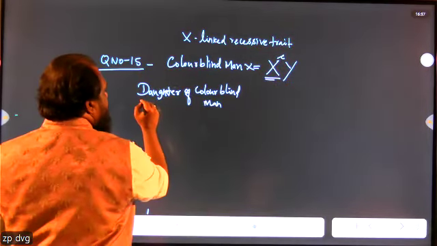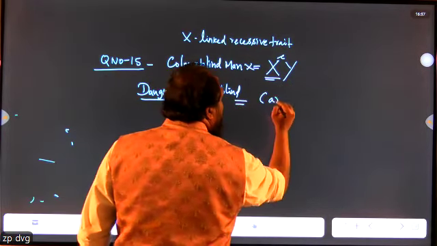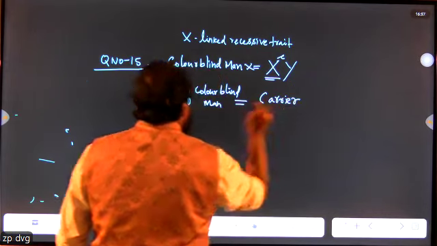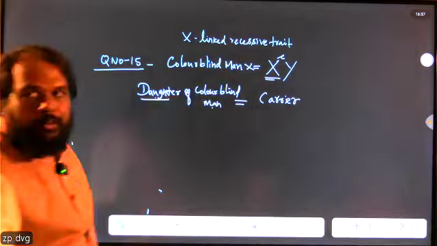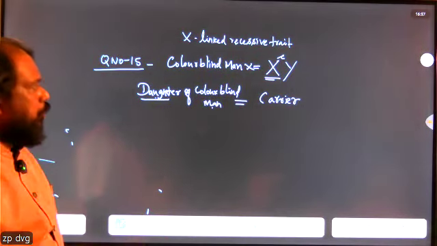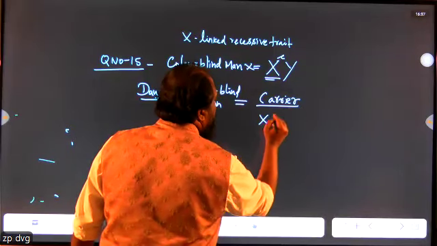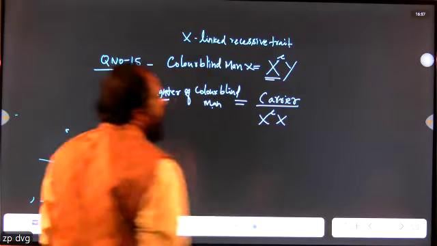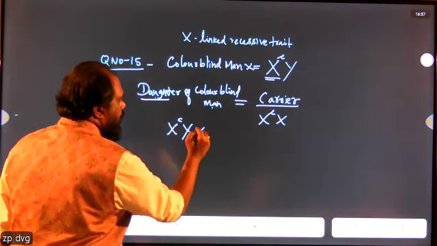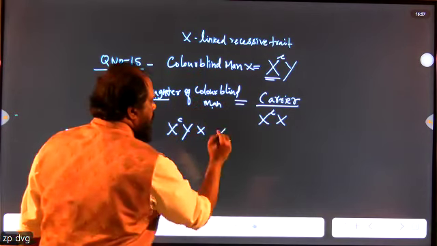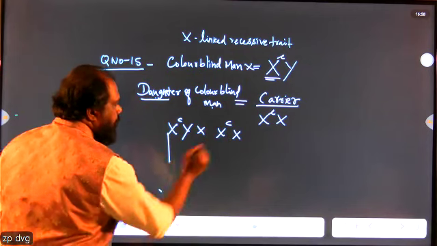Now he marries a daughter of a colorblind man. Daughter of a colorblind man should be a carrier. Hope you remember, X-linked inheritance will be transferred from father to his daughter. So daughter of a colorblind man should be a carrier, that means X heterozygous. So if the cross is a man marries a daughter of the colorblind man, which is heterozygous or carrier, what is the condition?